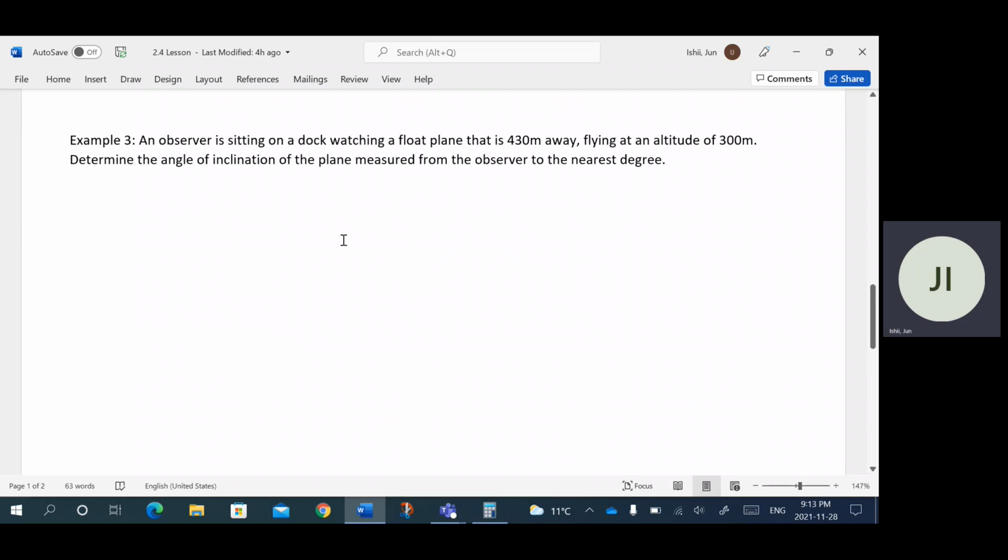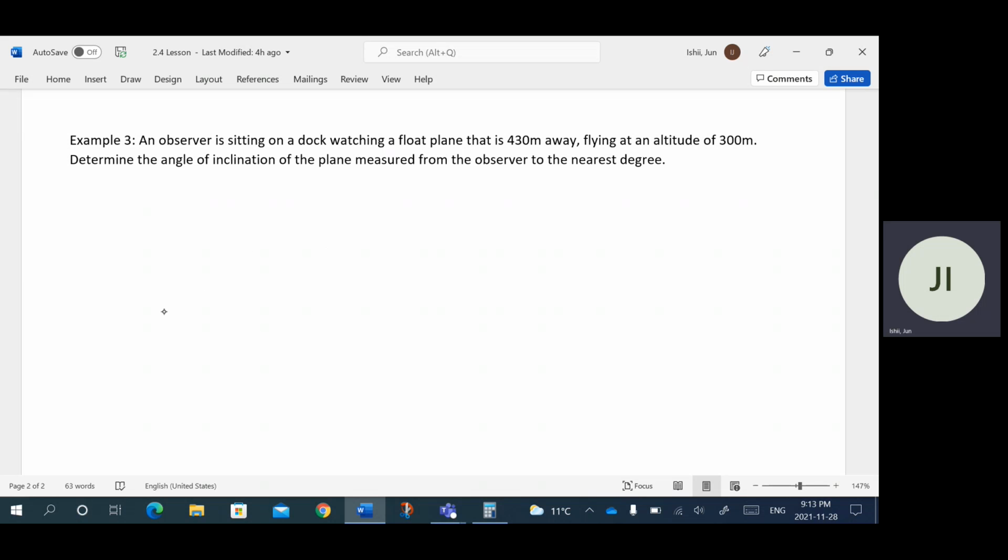Okay, cool. So we got one more question here. If you have an observer sitting on a dock watching a float plane that is 430 meters away, flying at an altitude of 300 meters, determine the angle of inclination of the plane measured from the observer to the nearest degree. So this is just describing a situation. What we want to do first is actually draw what's happening here.